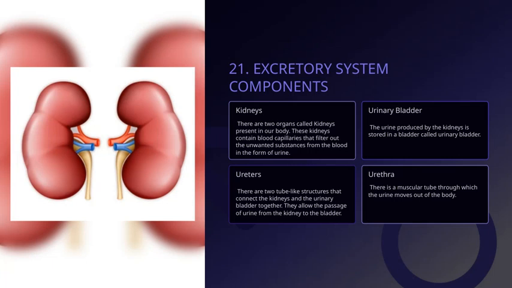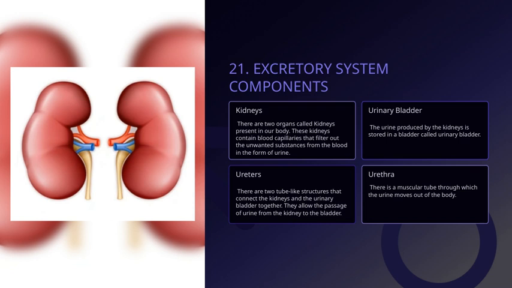Now, let's take a closer look at the key components of the excretory system. First, we have the kidneys. There are 2 kidneys in our body, and their main role is to filter the blood. They contain tiny blood capillaries that remove unwanted substances, such as waste products and excess salts, turning them into urine. This process is vital for maintaining the balance of our body's fluids and chemicals.